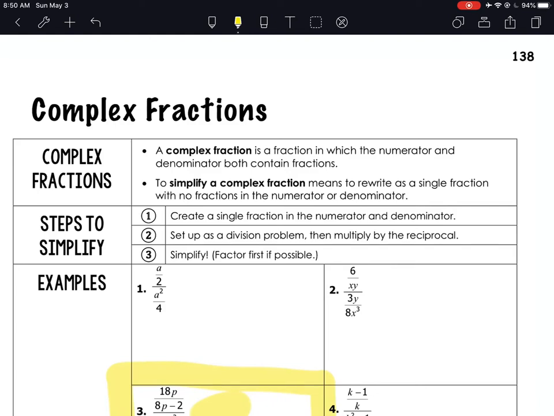Page 138 is about complex fractions. Complex fractions occur when the numerator and your denominator are both fractions. And what you need to do is "queso." That's how you pronounce it.